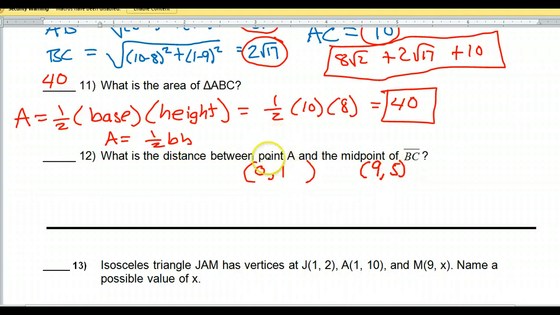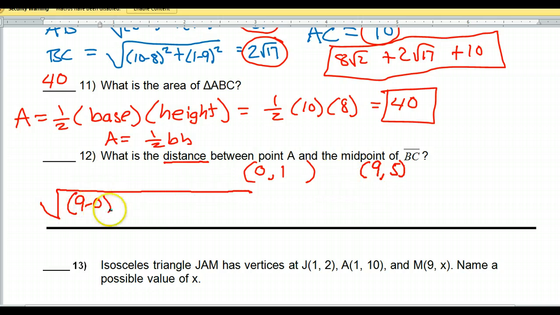Okay, so we're just talking about the distance between these 2 points. Here's point A, here's the midpoint of BC. So we're just doing the distance formula once again. Okay, so 9 minus 0 squared plus 5 minus 1 squared. Okay, put that in your calculator. I'm getting root 97.